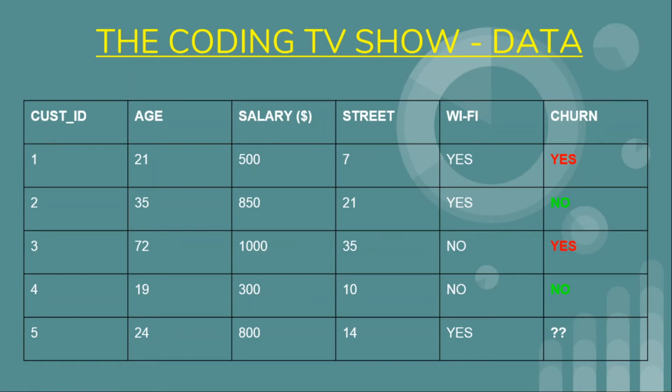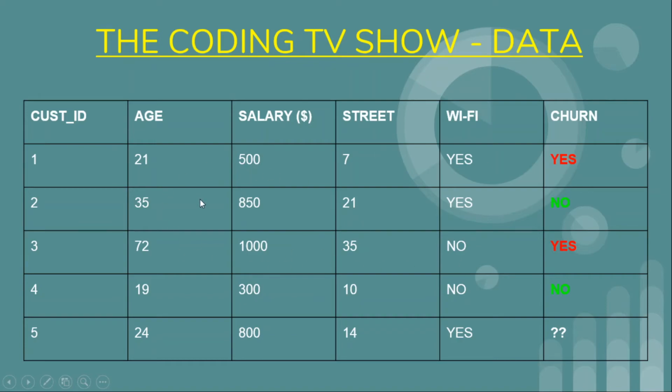So the question is, can we use this data provided to us by the coding TV show to find out which cities will be most profitable by ensuring that we get as low customer churn as possible? And this is going to be a machine learning problem, since we can study the age and how it relates to churning. We can study the salaries and how it relates to churning. We can study the street address.